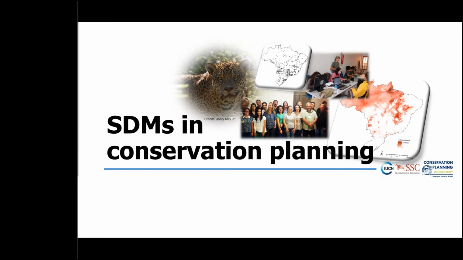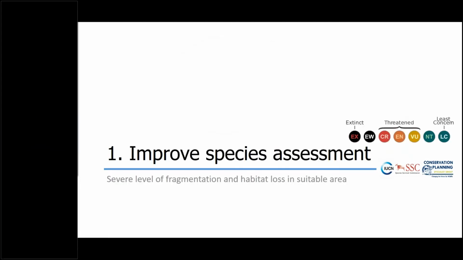So I will focus on sharing with you examples for 5 different conservation purposes. The first one is the SDM use for improving species assessment. The modeling results can help and have helped the species evaluation and risk assessment, especially when the model reveals the severe level of fragmentation and habitat loss in suitable area for the endangered species.